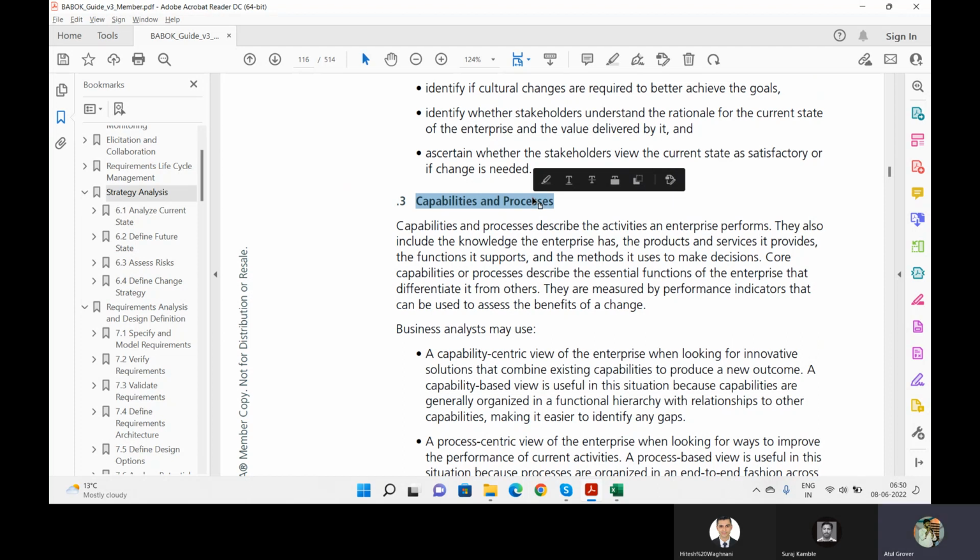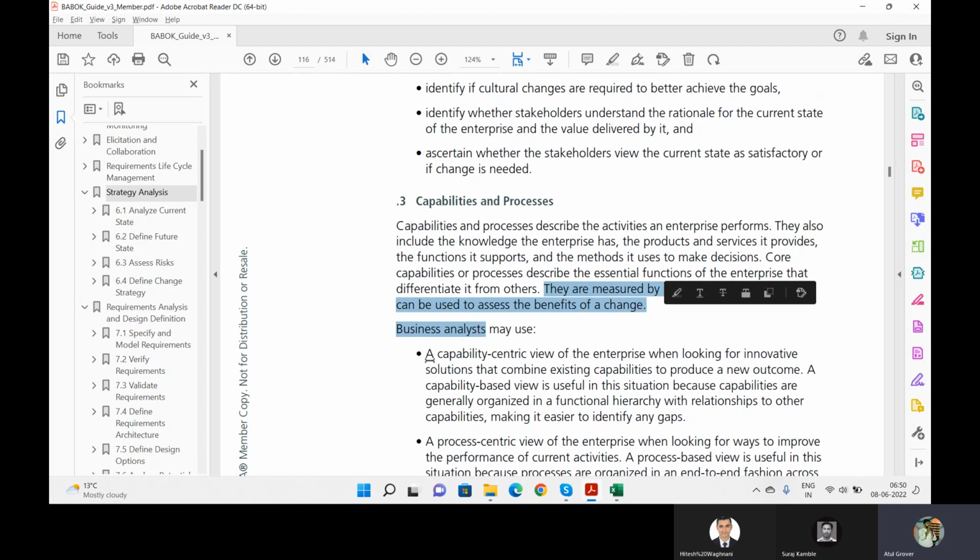And if I say capability, basically, these are the major performance indicators on this part. Business analysts may use a capability-centric view, or maybe a process-centric view.